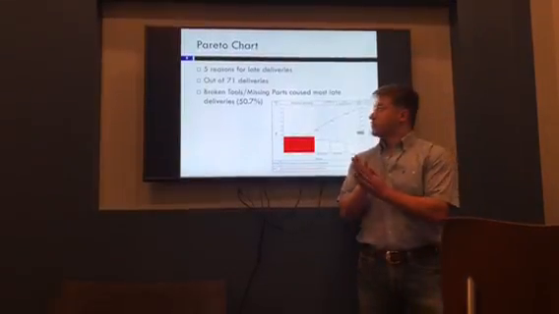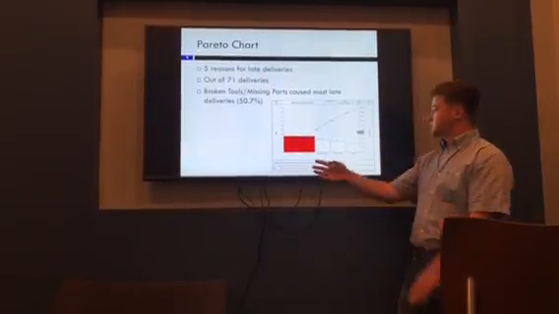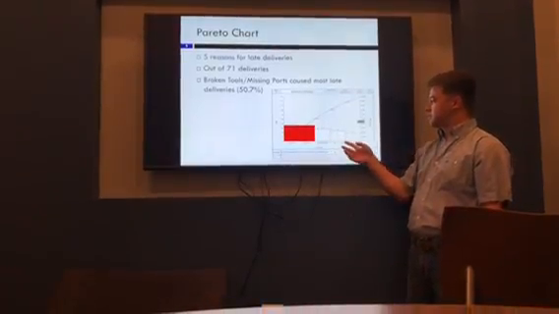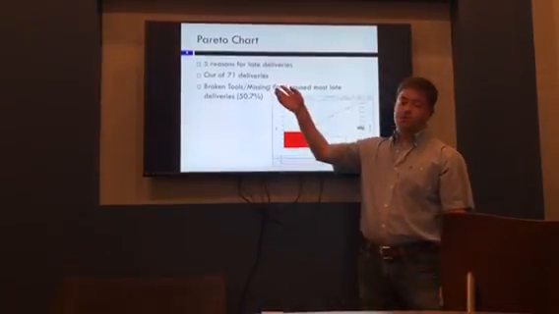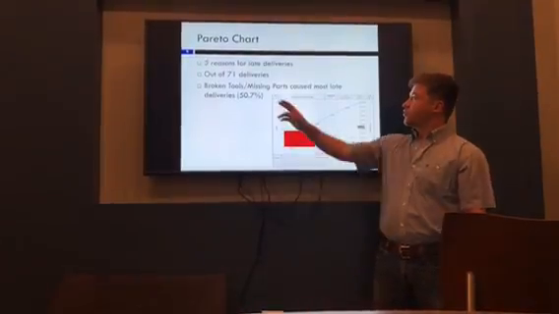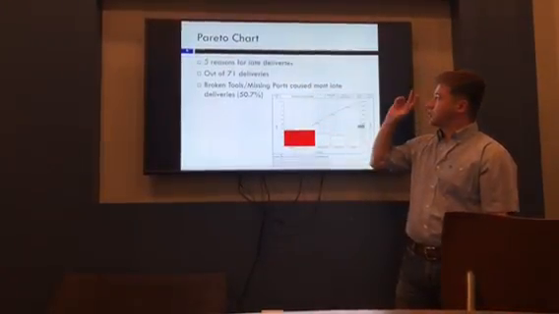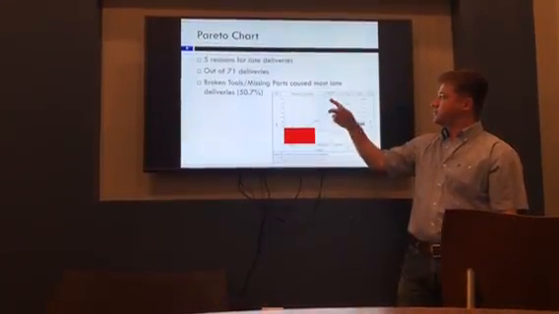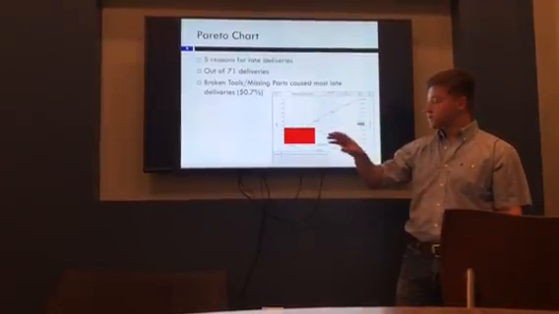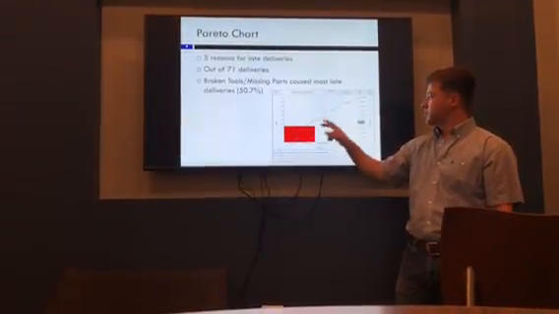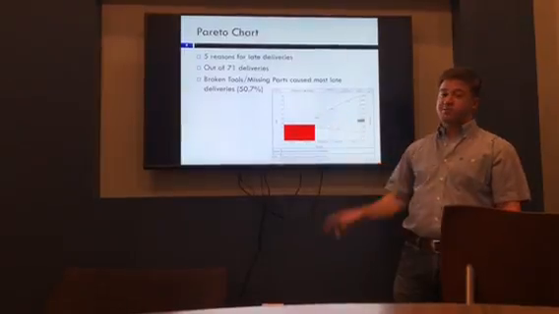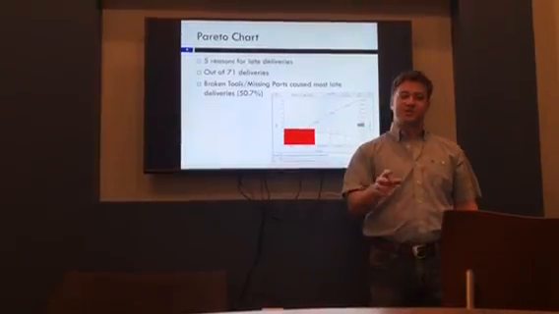So here's the Pareto. Basically, it shows the 5 reasons late out of the 71 deliveries. And broken tools and missing parts were the cause of late deliveries mostly, and that can be seen here. And those cause about 50.7% to be late.